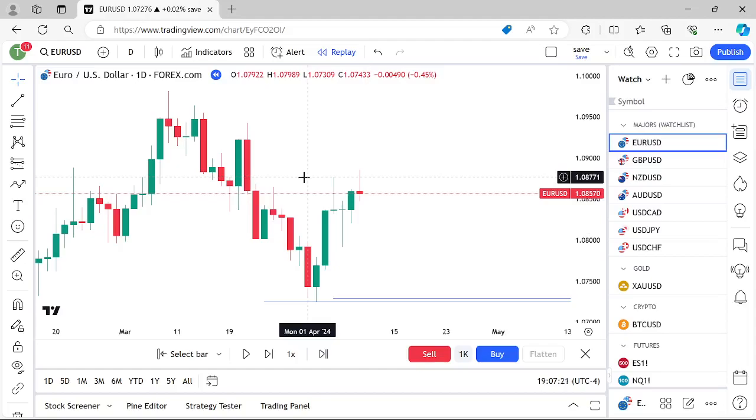Did it displace above it? Did it close above it? Did it clear it? Did it respect it? Or did it reject off of it? Did it have a weak close off of it?